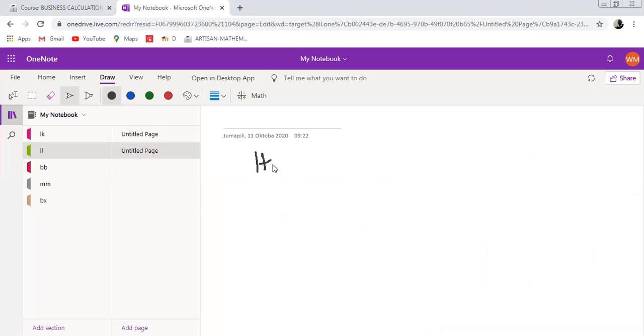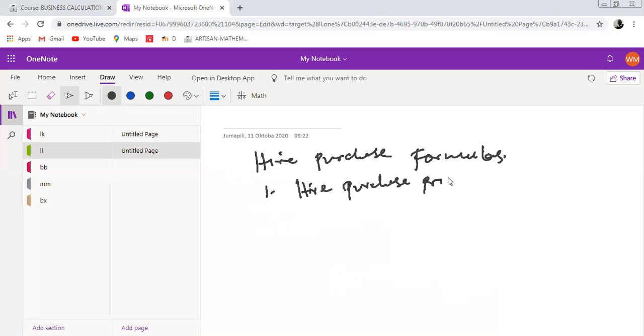So let us talk about hire purchase formulas. Number one, it is the hire purchase price. How do we get the hire purchase price? It is normally given by the amount of deposit that you pay plus the total installments amount. So the hire purchase price is the same as the deposit plus the total installment amount.